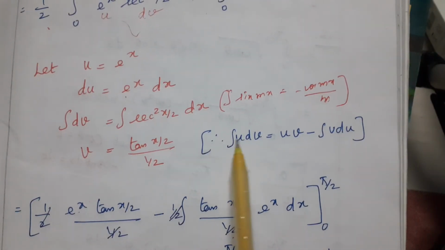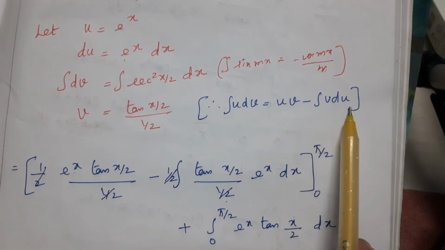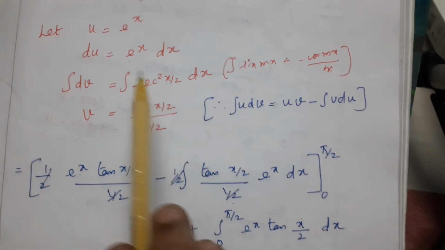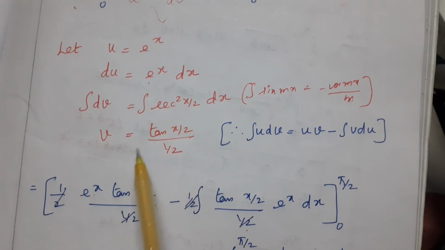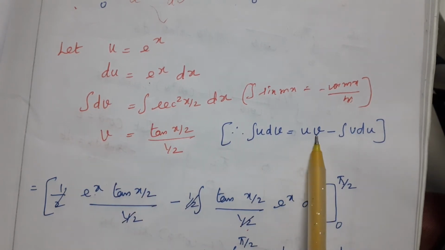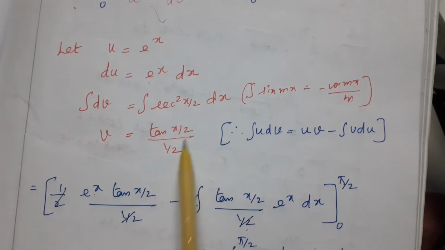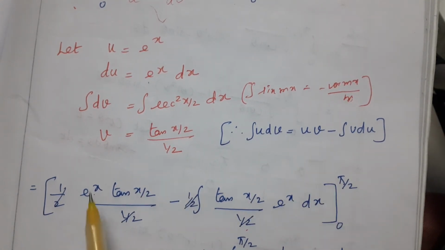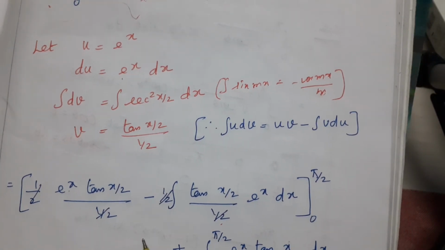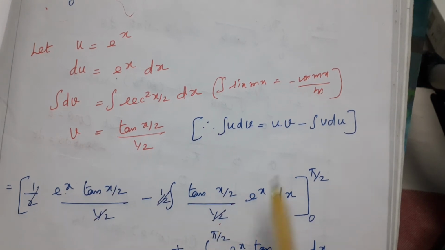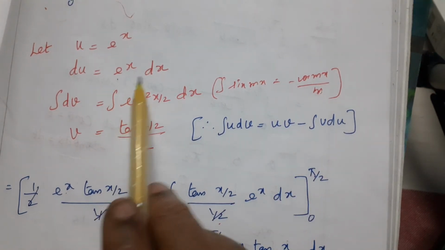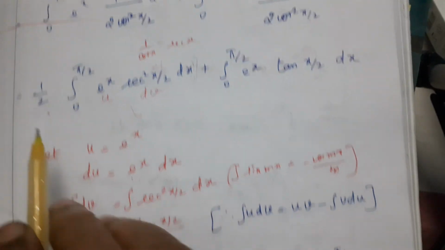So u into dv equals uv minus integral of v du. What is our u? U equals e power x. And v is tan x by 2 by 1 by 2. First apply uv: u into v, minus the integral of v du. What is our v? V is tan x by 2 by 1 by 2, into du, which is e power x dx. This is used for the first integral only, with 1 by 2 into it.